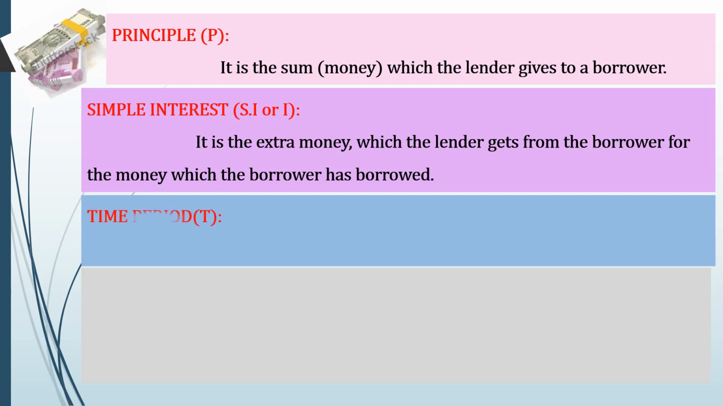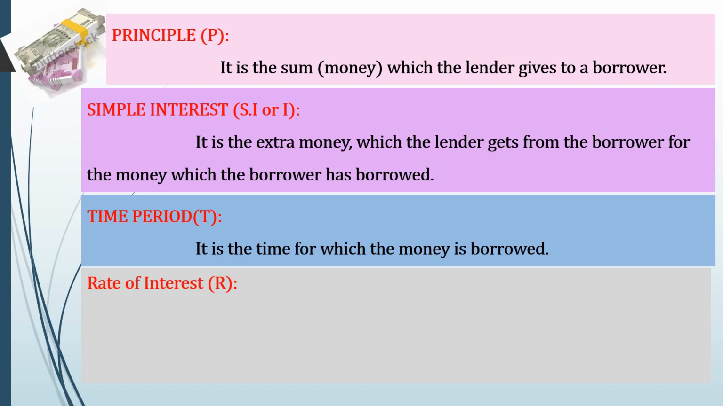The third term is time period, which is denoted by capital T. It is the time for which the money is borrowed. Okay, if I borrow some amount of money for 2 years, that means I have to return that money in that 2-year period. Okay, so that time is known as time period. Is that clear, boys? And another term is rate of interest, which is denoted by capital R.